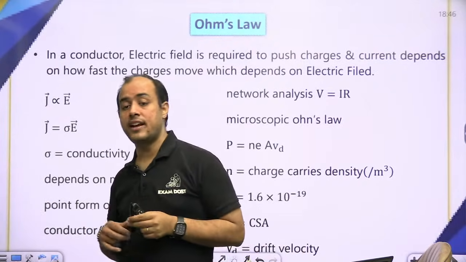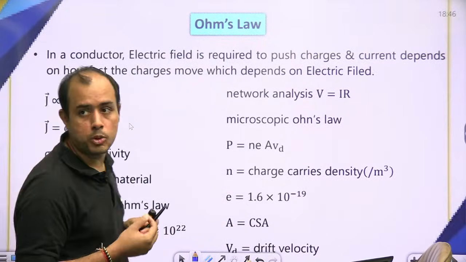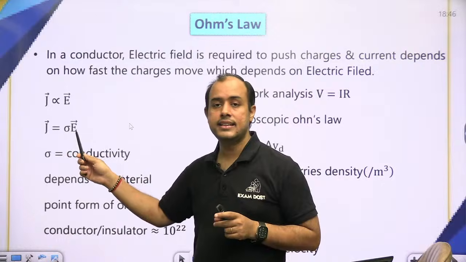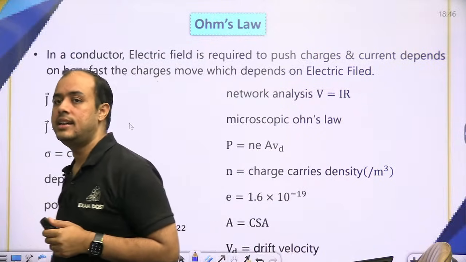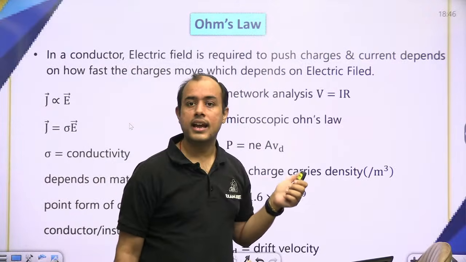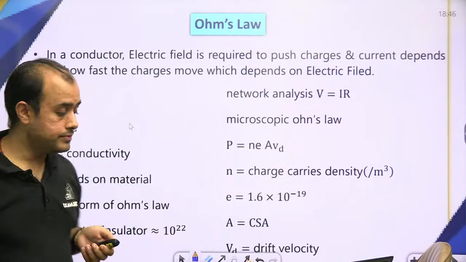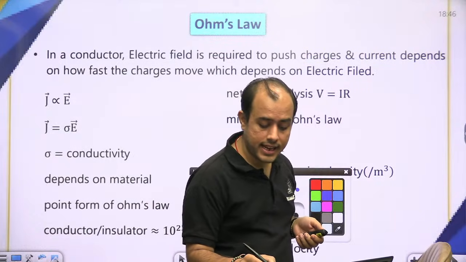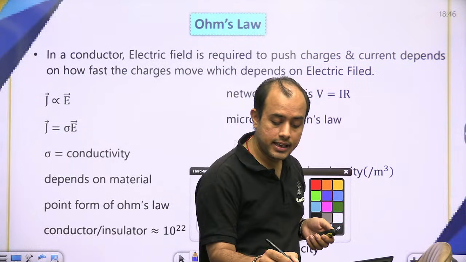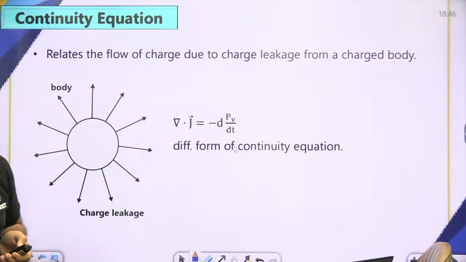Now what is Ohm's law? Ohm's law says, beta, whenever there is an electric field across a conductor, this electric field will push the charges and it will create a current through the conductor. The current density is sigma E. Sigma is the conductivity. E is the electric field. For a network, we write it as V equal to IR, and this J equal to sigma E is the microscopic Ohm's law. Now, current can also be written as NEAVD. N is the number of electrons per unit volume. E is the charge on each electron. A is the cross section area. VD is the drift velocity.